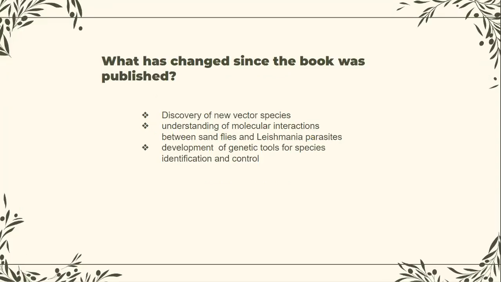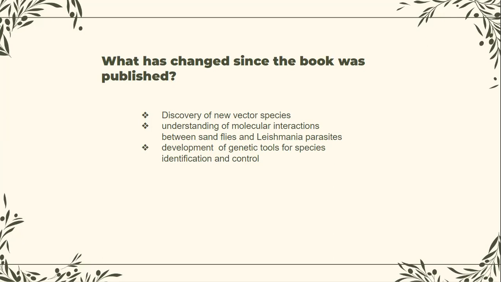Now, what has changed since the book was published? So, discovery of new species, for example, Sergentomyia africana, which was discovered in South Africa in 2019. 2 new species of phlebotomines were discovered in Brazil in 2018. And understanding of molecular interaction between sandflies and Leishmania parasites. Studies have shown that sandfly saliva contains immunosuppressive molecules that impair the host's immune response to Leishmania infection, and the development of genetic tools for species identification and control.